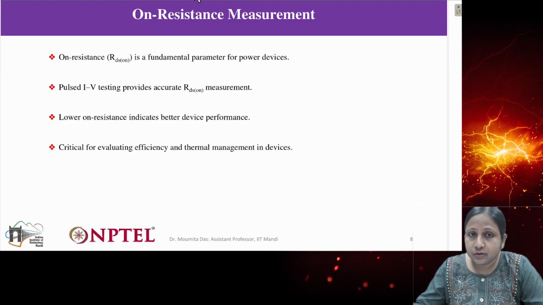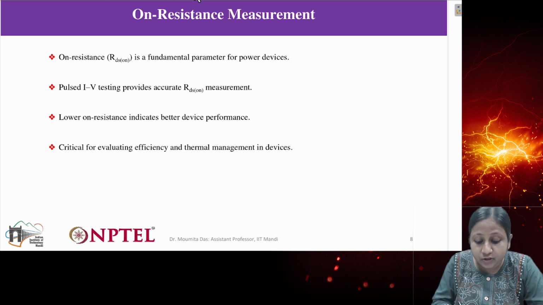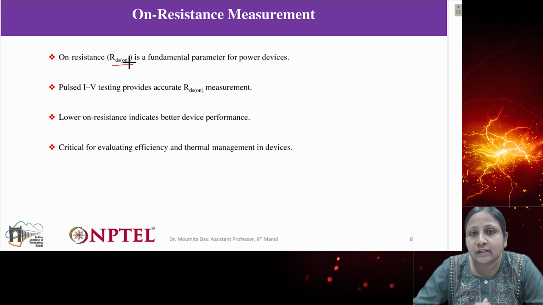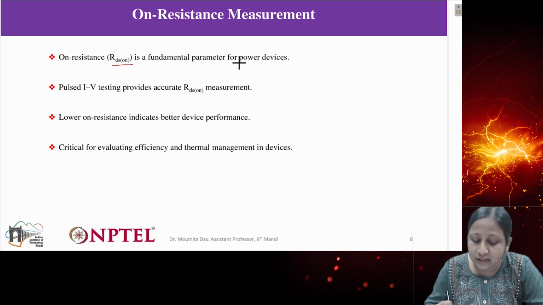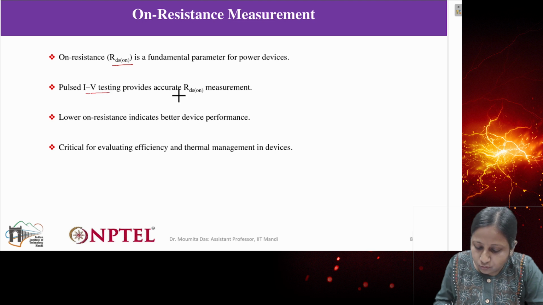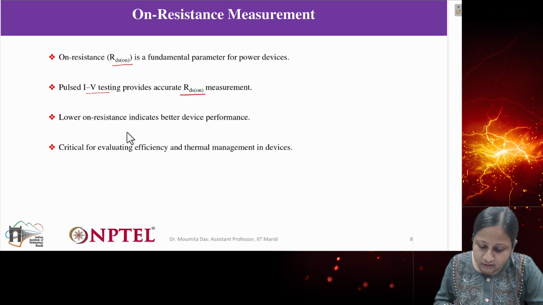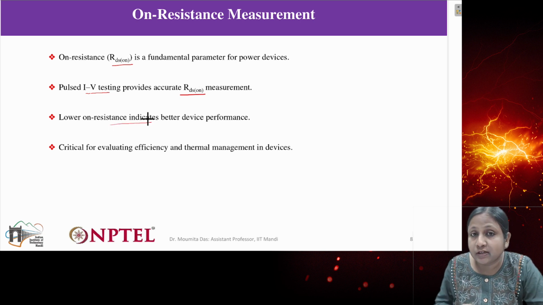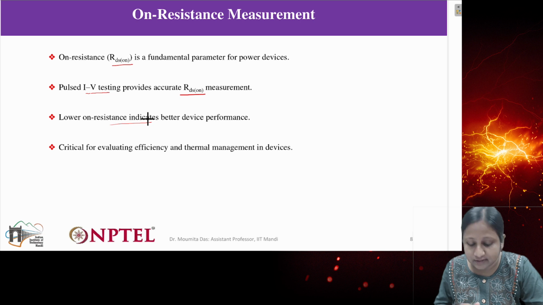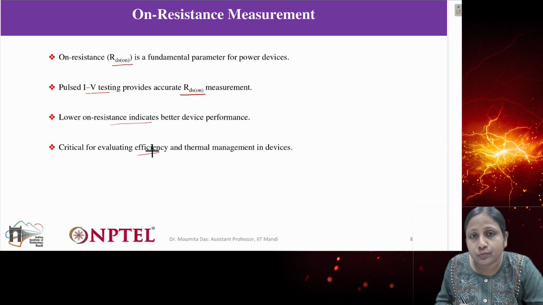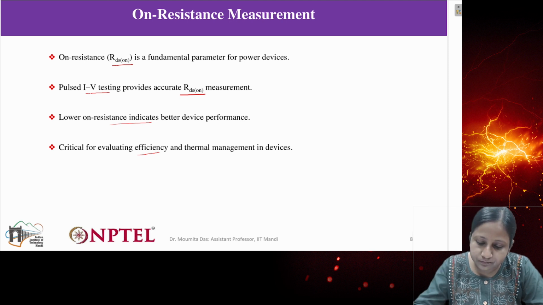Now, till now you have seen the different IV and junction temperature. Another important thing is the on-state resistance. Why is it important? It is required for finding out the conduction loss. This is one of the important parameters in any device. Pulse IV testing provides accurate on-state resistance measurement as well. The lower the on-state resistance, obviously the better for any device, as the loss will be much less. So this is very critical to evaluate the device performance and efficiency.